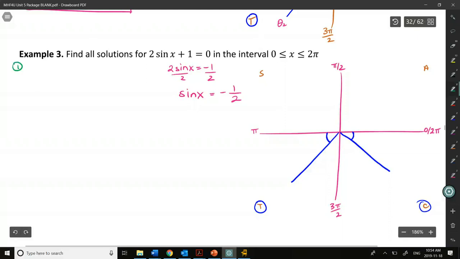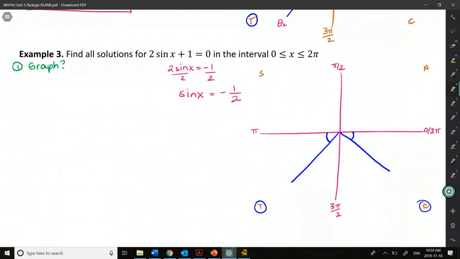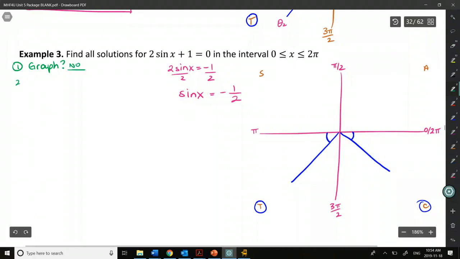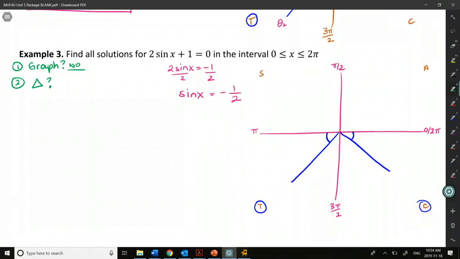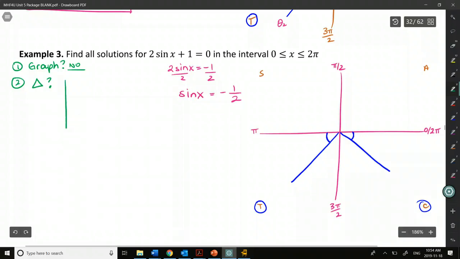Okay, let's go through our decision-making process here. Do we have sine or cosine equal to 1, 0, or negative 1? No. Okay, so it's going to be a no for the graph. Triangle. Can I get 1 over 2 from a triangle? Yes. Which triangle? Wait, 1 over root 2. No, never mind, that would be the 30 and 60. Right, so the pi over 6, pi over 3 triangle.